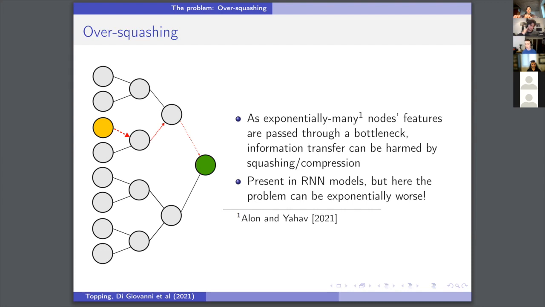Information compression is determined by a node's receptive field and how that grows. Can we quantify this?